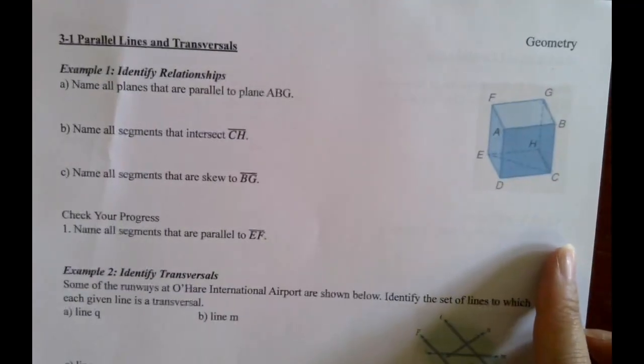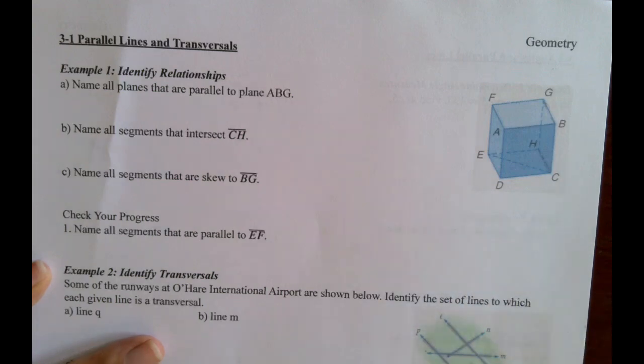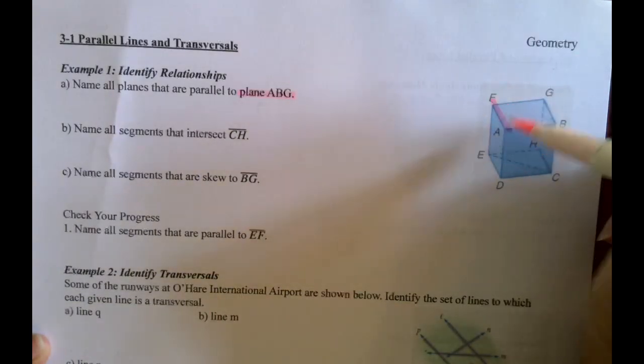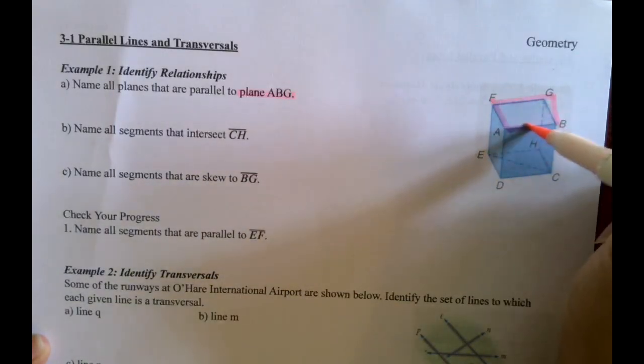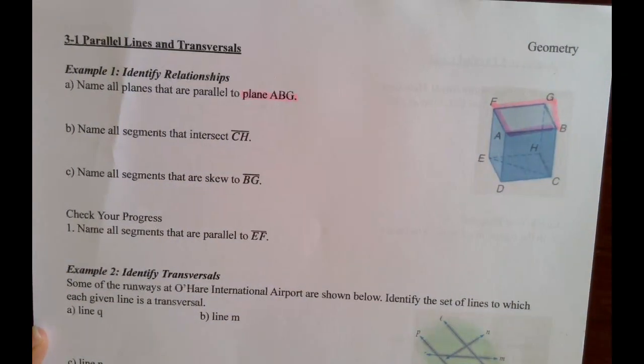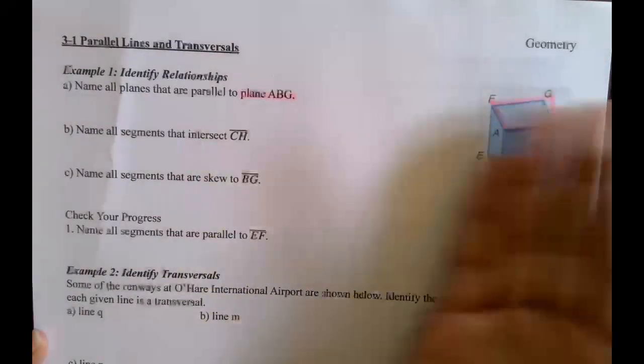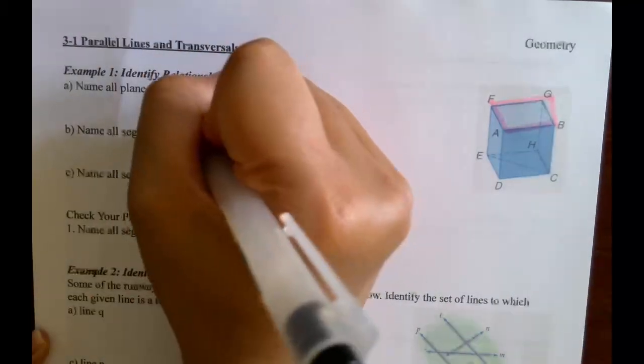So let's get started with example 1. We want to name all planes that are parallel to plane ABG. Plane ABG here is my top one. We want to name the plane that is parallel to it. And since this is a prism, the plane parallel to it is the plane on the bottom.